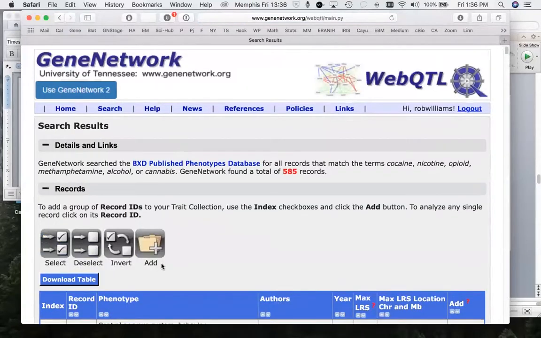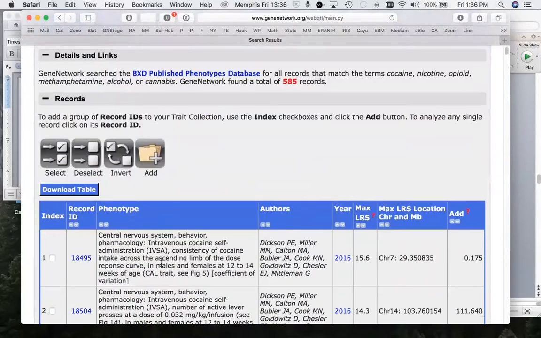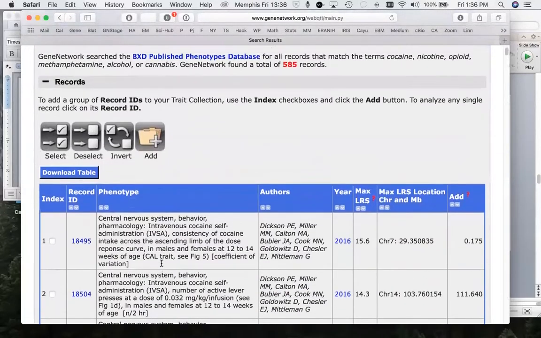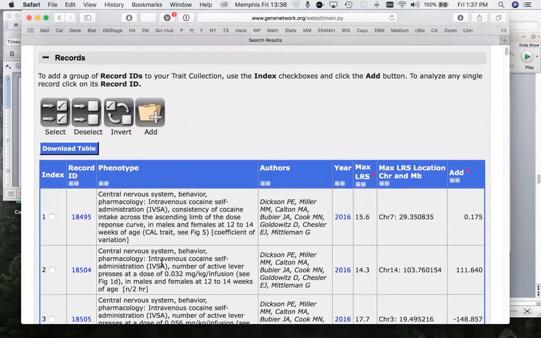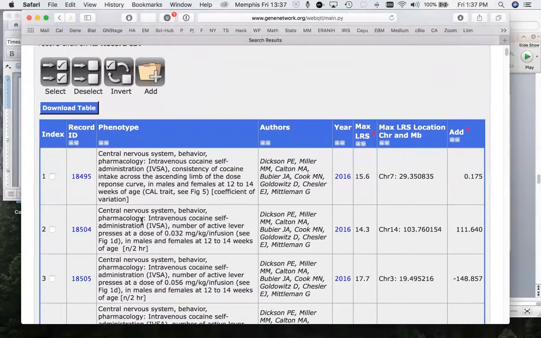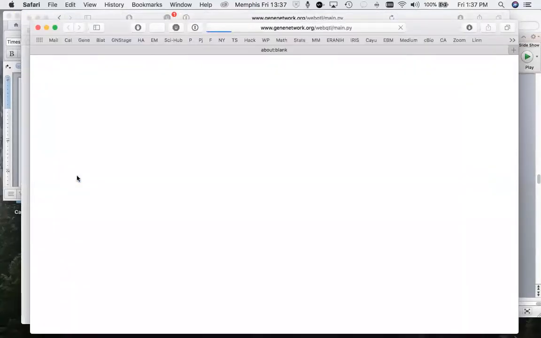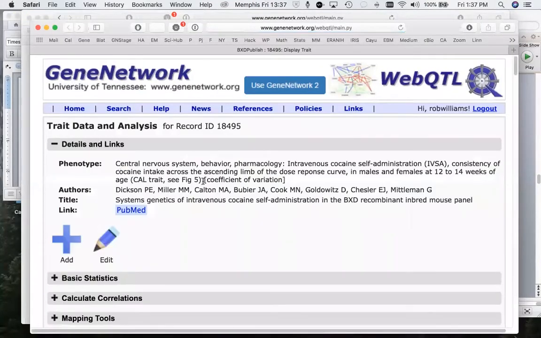And I got 585 records. Basically, you can think of each record as a vector of numbers. And I'll show you one of these. So let's just look at this first one from a 2016 study. Let me just click on it, and you'll see what these vectors of data look like.